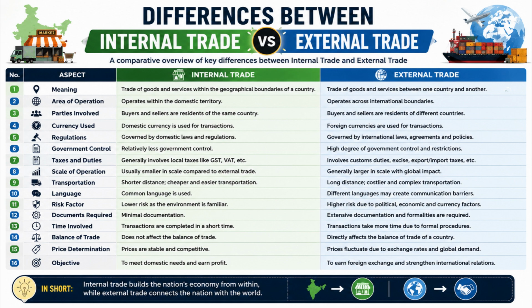Conclusion. To summarize, internal trade takes place within a country and is simpler, less risky, and easier to manage, whereas external trade takes place between countries and involves greater opportunities along with higher risks, regulations, and complexities. Both forms of trade are essential for economic growth and business development.